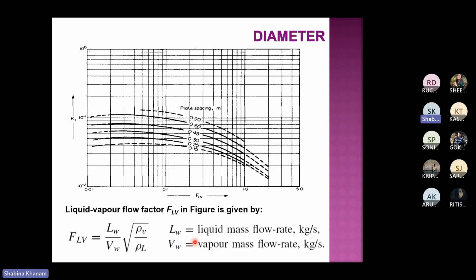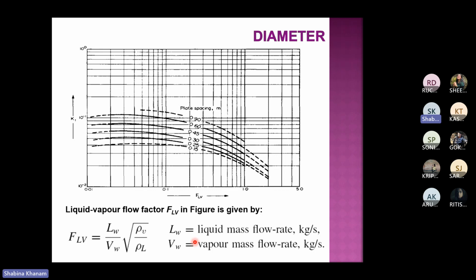Yes, I hope you are getting my point. Diameter is the only parameter for which top and bottom, above feed or below feed, the value differs. Otherwise, all other values which we are going to discuss will be location dependent only, so all other calculation will be done depending upon the location of the tray.